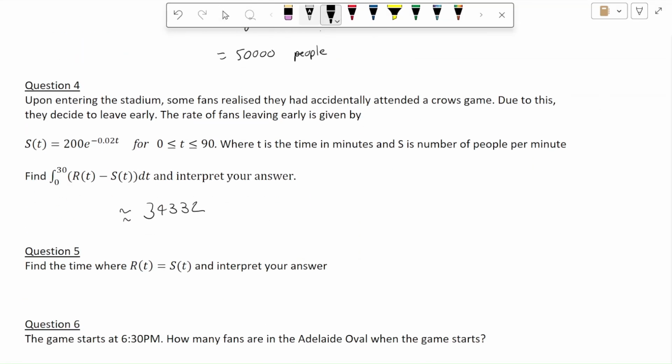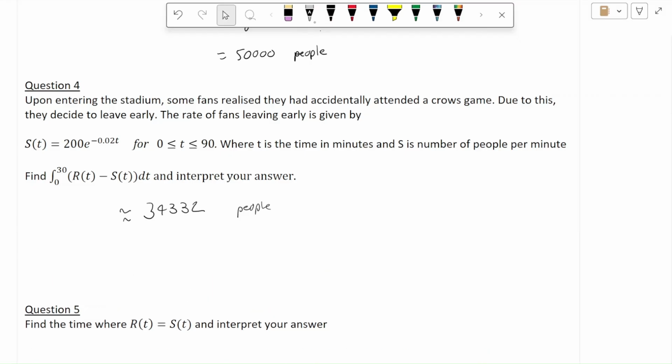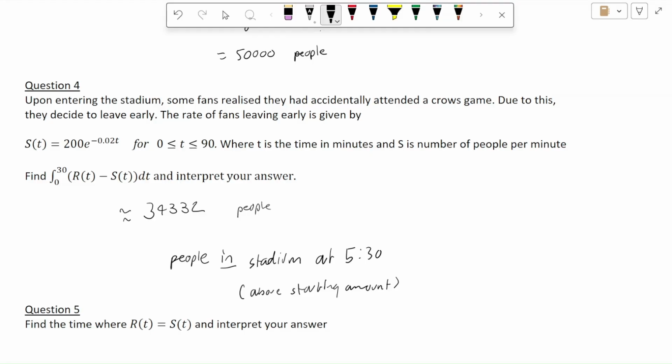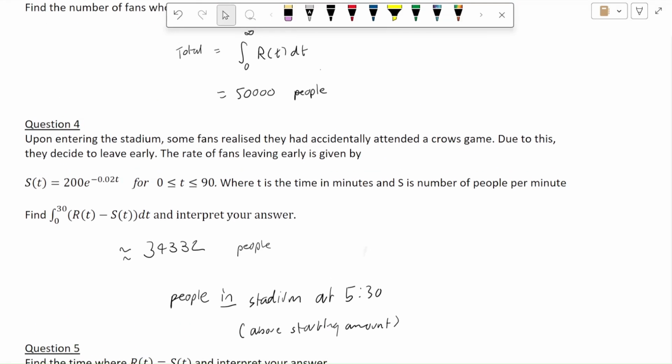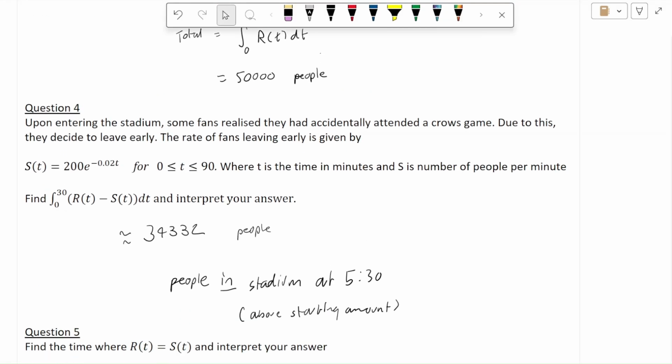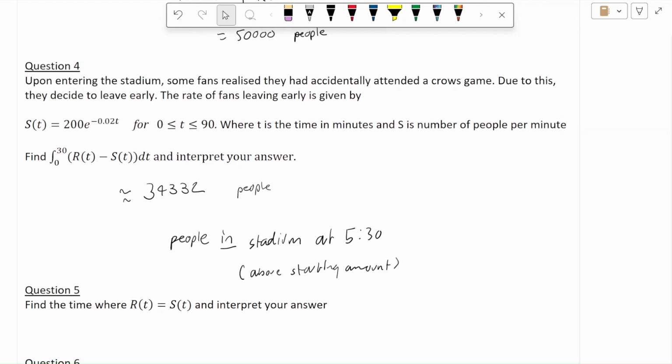And when I do this integral, I get that, which is also a number of people. So this is the people in the stadium at 5:30. And I'm just going to make a little note here above the starting amount. You can sort of assume that there were 0 people at the start because the gates weren't open yet. But in general, if you'd already started with a number of people in the stadium, the integral only tells you how many more people came in since 5 o'clock. Sort of like the plus C issue with integrals.